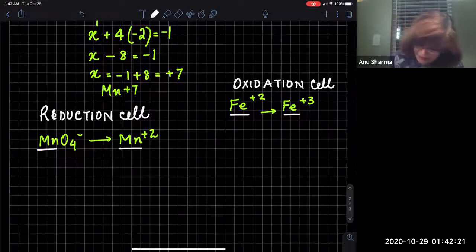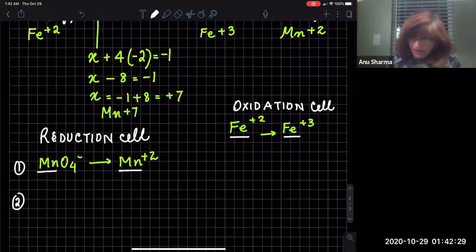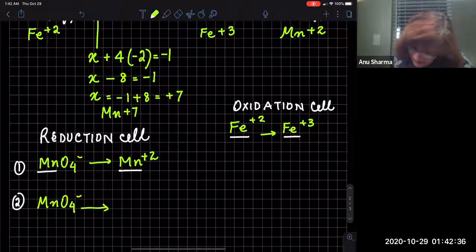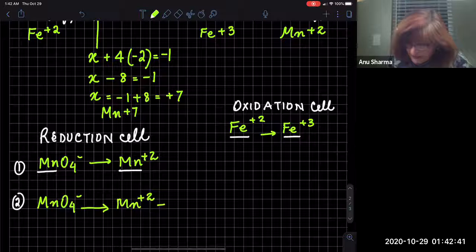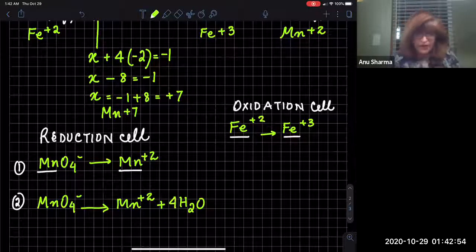Now, this was step 1, I'm going to just put this as 1 now. The next step is 2. You're going to balance the oxygen. So we have permanganate here, MnO4 1 negative, and this is giving you Mn +2, and you balance the oxygen by adding water. Okay, and how much water are you going to add? There are 4 oxygens on the left hand side, so you're going to put 4 here.